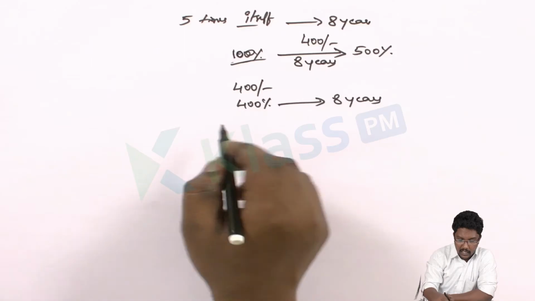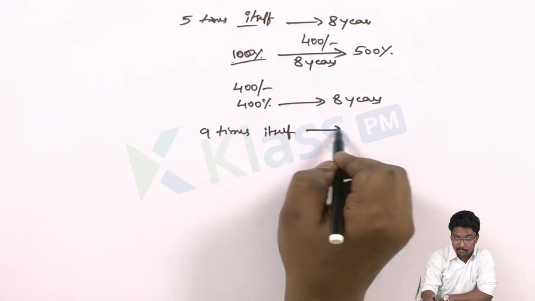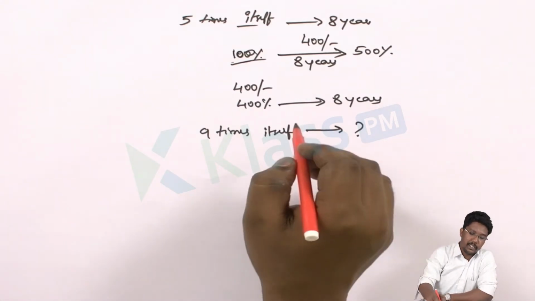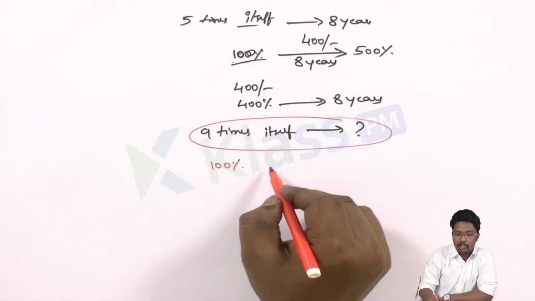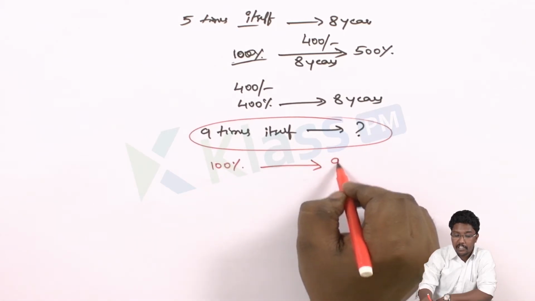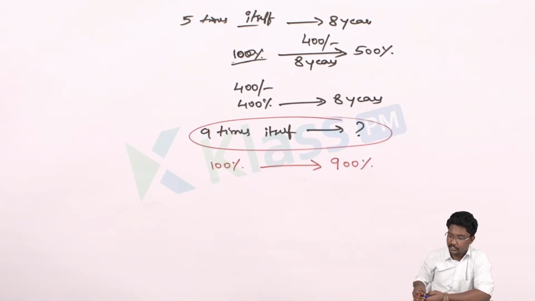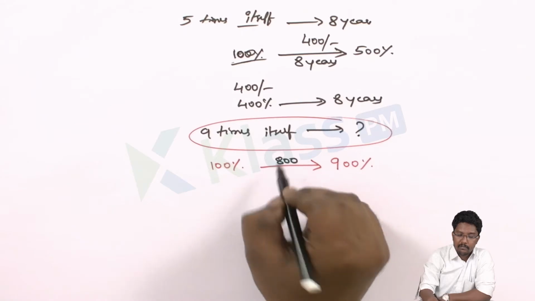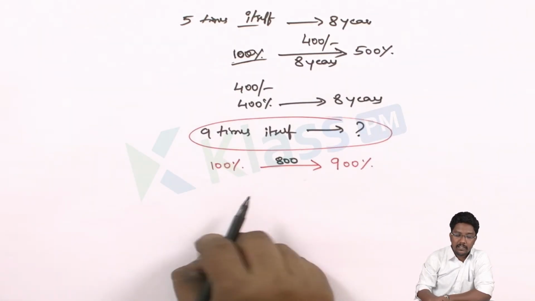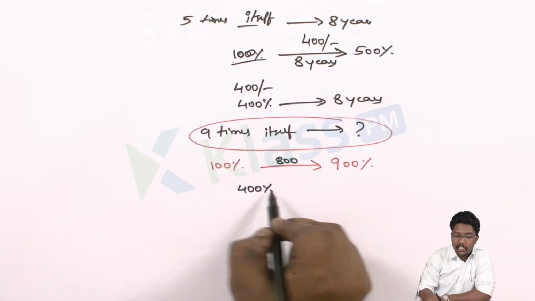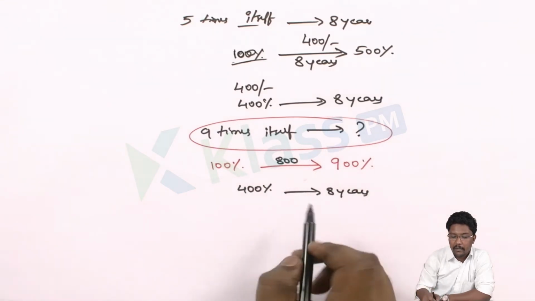Okay. Then he is asking in how many years it becomes 9 times itself. Initially I bought 100%. It becomes 9 times of itself means now I have to pay 900%. Means the percentage change is 800. I have to pay 800 extra. On the same interest basis he is asking. That means 400% I have to pay within 8 years.